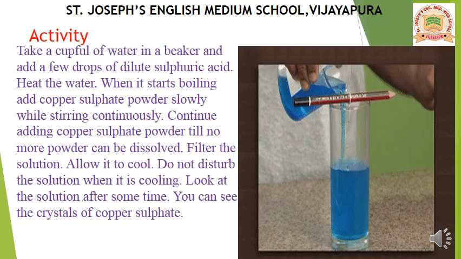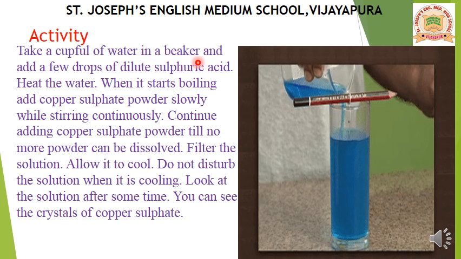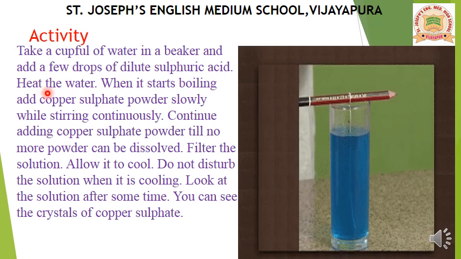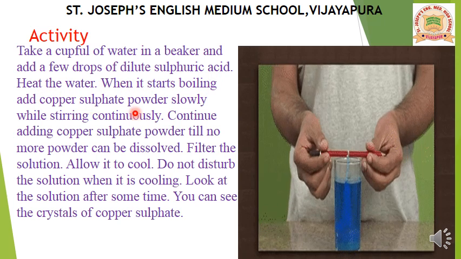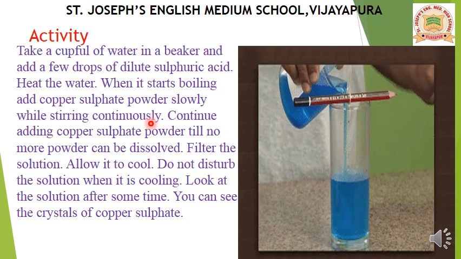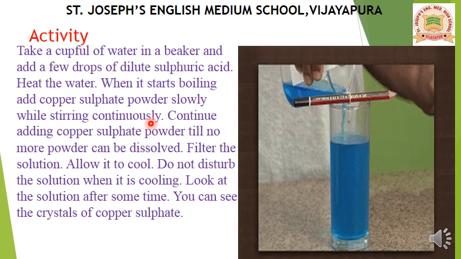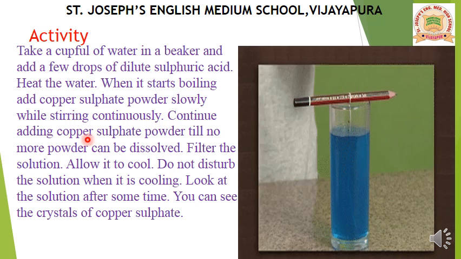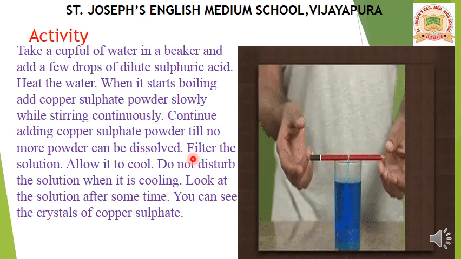Here we have an activity to prepare a crystal. Take a cup full of water in a beaker and add a few drops of dilute sulfuric acid. Heat the water. When it starts boiling, add copper sulfate powder slowly while stirring continuously. We need to boil the water. When it starts boiling, we need to stir continuously while adding copper sulfate powder.